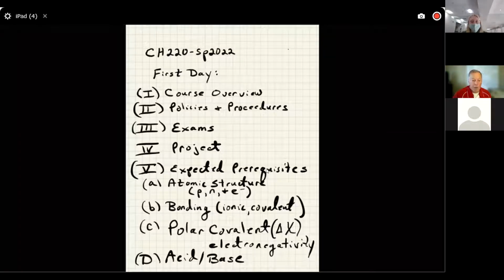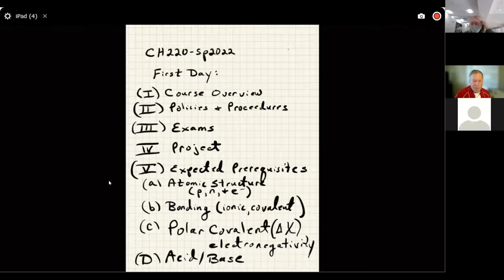So I'm going to talk about this right now. And right now, this is my iPad, so hopefully everybody can see this relatively clearly. I am going to start off with a brief general chemistry review. We're going to talk about atomic structure, bonding, ionic and covalent bonding, especially covalent bonding, and polar covalent bonds. And then lastly, we'll talk about acid-base chemistry. Two different kinds of acid-base chemistry, by the way.